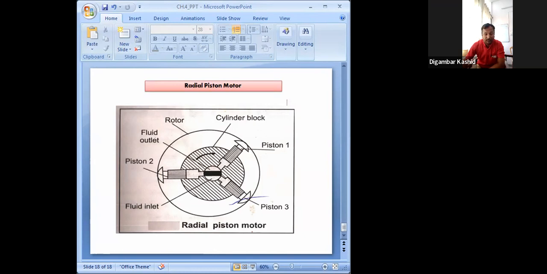Getting it? For these three pistons, and due to that the shaft moves. You can see here we have the cylinder block, and this is your rotor. So due to that this shaft will move, and once the shaft moves in a rotary motion, output torque will be generated through that rotary motion. You can see here the fluid outlet is shown. This type of piston motor again belongs to the continuous rotary air motor as well as the limited rotation motor.